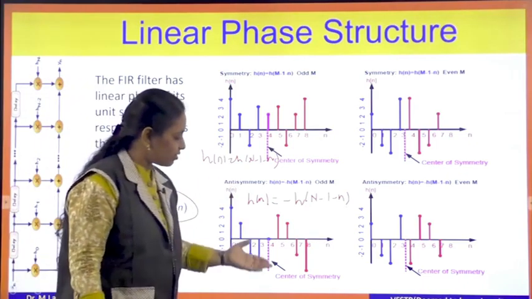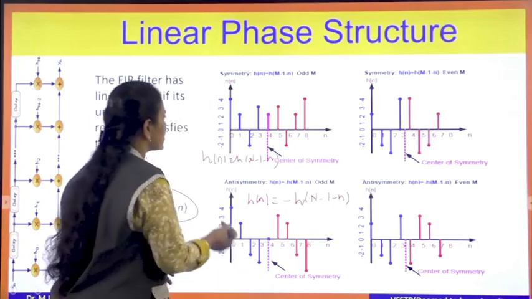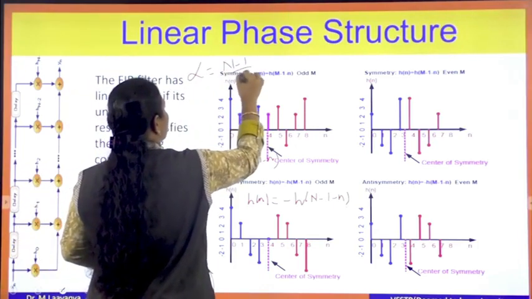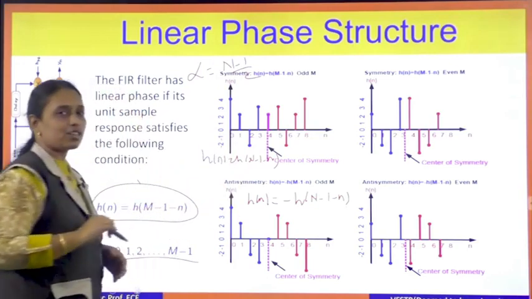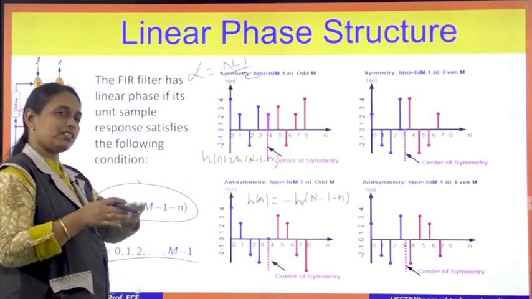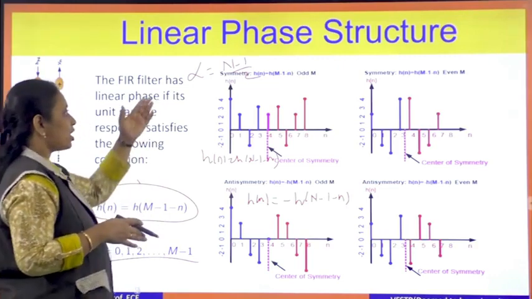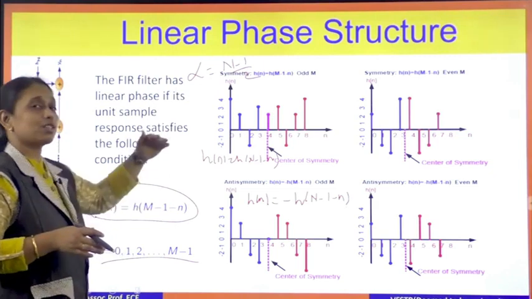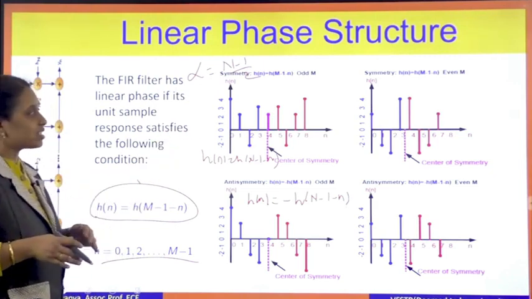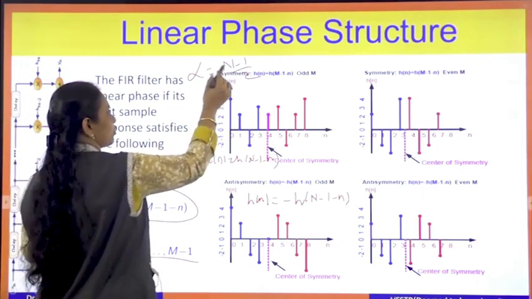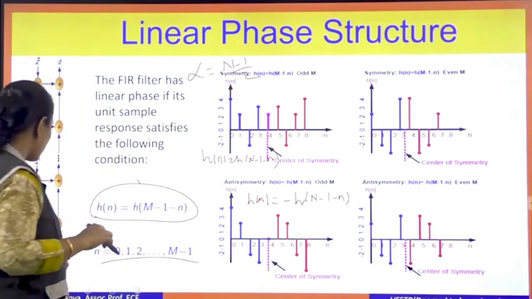And we have studied in the first lecture the center of symmetry is called as what? Alpha variable, which is N minus 1 by 2. This is my center of symmetry. At that point, left and right will be symmetric or antisymmetric. So we are going to use this center of symmetry condition and symmetrical impulse response for designing the linear phase filter when N is even and when N is odd. What is N? N is the order of your filter. So two conditions we are going to see.